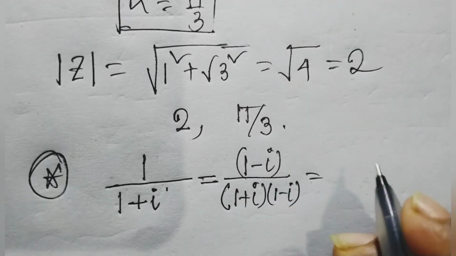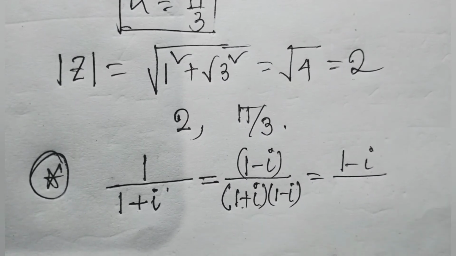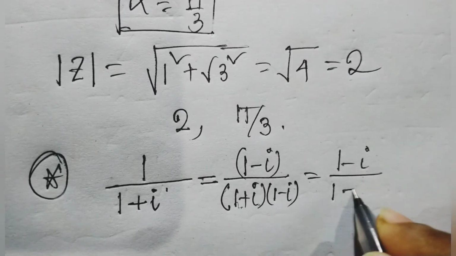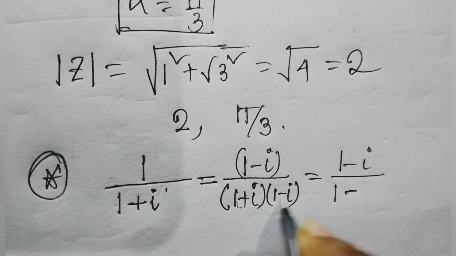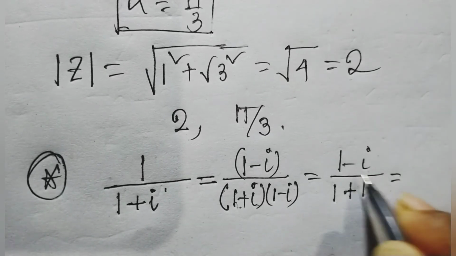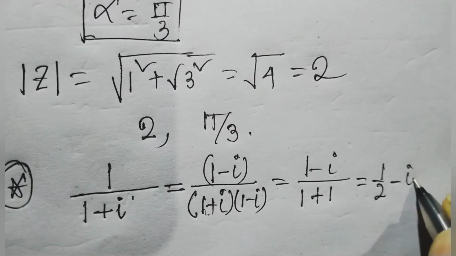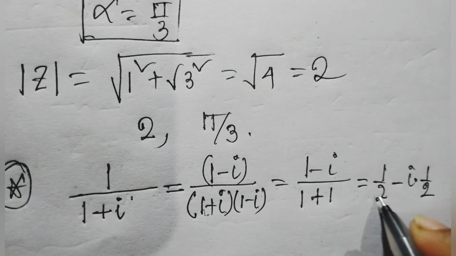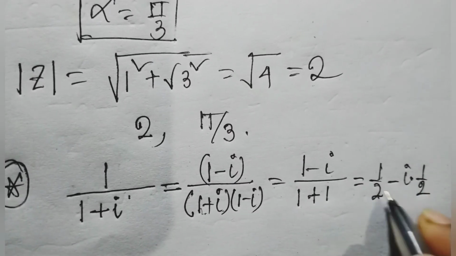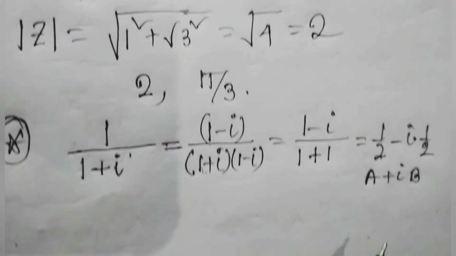Now this is the formula a plus b into a minus b, so a square minus b square. A square means 1, minus b square, where i square is minus 1, so 1 plus 1, that means 1 by 2 minus i into 1 by 2. So our real value is half and the imaginary value is minus half, and this is the a plus ib form.